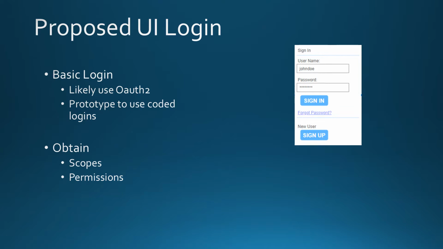Here's the proposed UI login. It's a basic login, likely to use OAuth 2. The prototype will just use basic codes and logins to get the job done for the prototype. The login is required for obtaining scopes and permissions when accessing data.